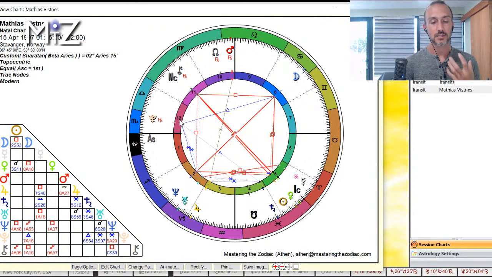So let's start with the houses. We have 1, 2, 3, 4, 5, 6, right? Okay. Now we're going to go through the interpretations of what all the houses mean in the most basic fundamental sense so that you can read any chart, including your own. Because all of you are going to have your sun in different parts of the chart. So we're going to cover the fundamentals so you can tie it all together.